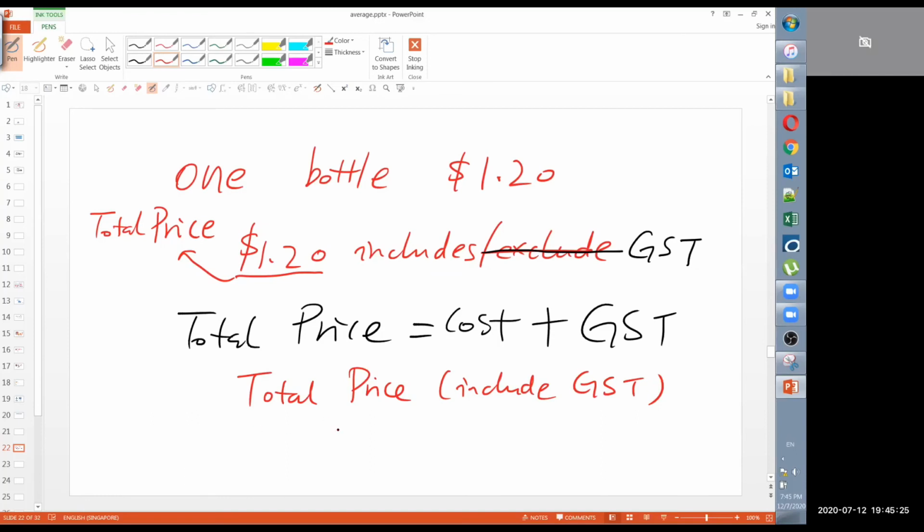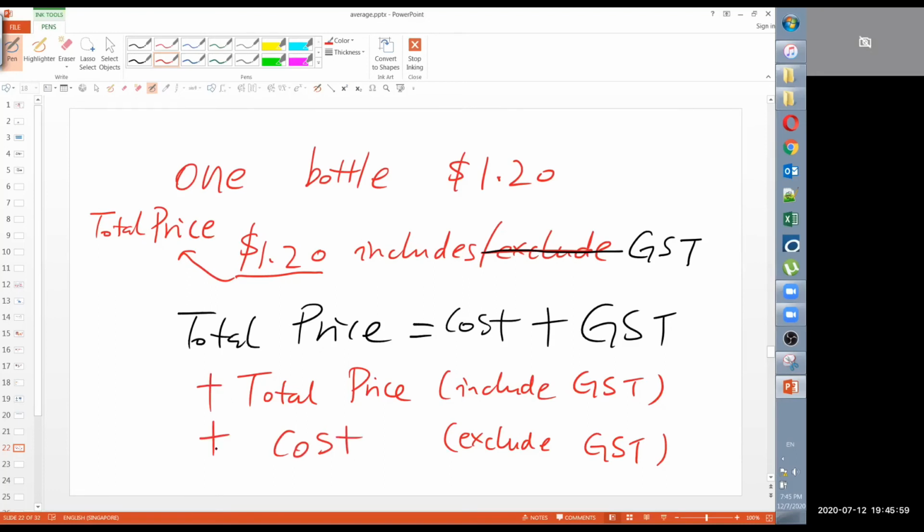So when it's exclude GST, so what is that called? Exclude GST is called, what's the name? Total price. Total price is exclude GST. Oh wait, no. So exclude GST is called, what's the name for it? Cost. Yes. Can you repeat these two statements now?